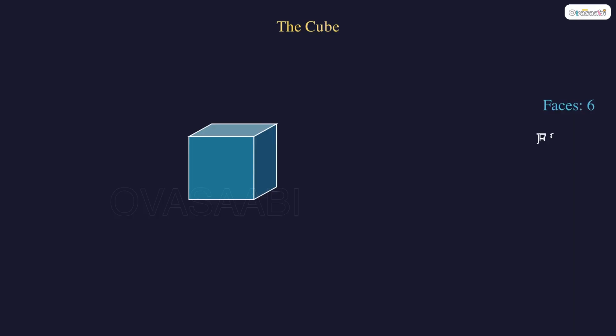Take a cube like a Maggi cube. It has 6 faces, 12 edges, and 8 vertices. All faces are equal squares. Count them carefully.